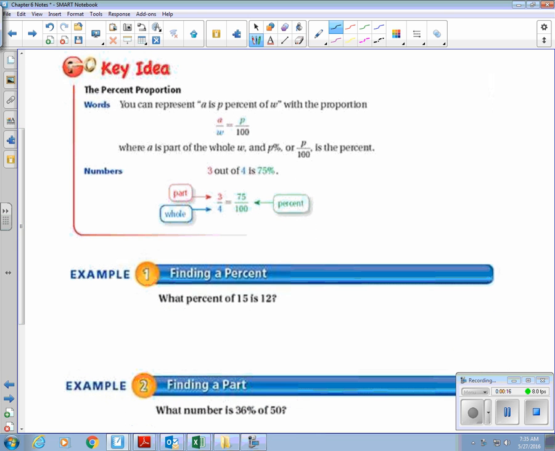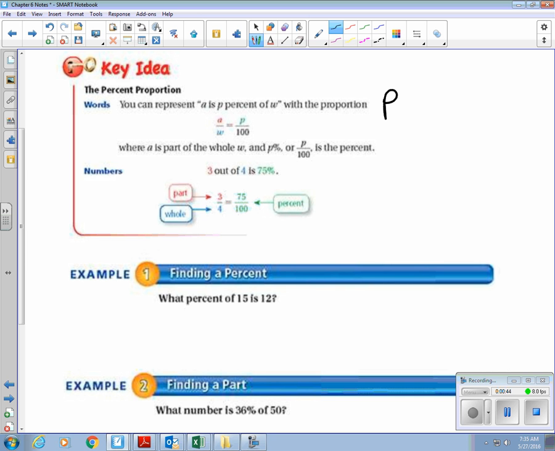You can represent A is P% of W with the proportion A divided by W equals P over 100, where A is part of the whole, which is W, and P% or P over 100 is the percent. We're going to try to make this maybe a little simpler. We like to use a little bit different proportion for this, but it's the same thing. What we like to use is this.